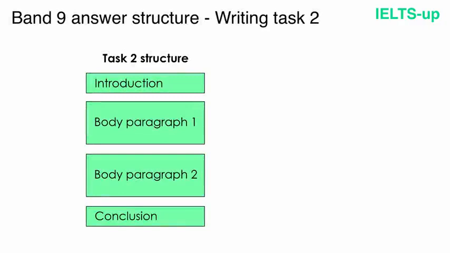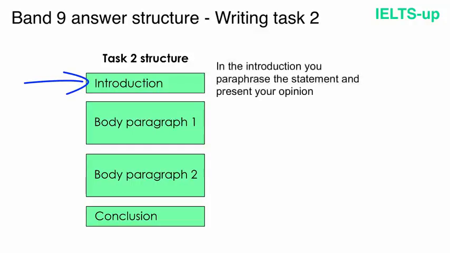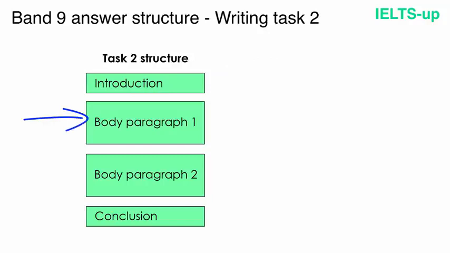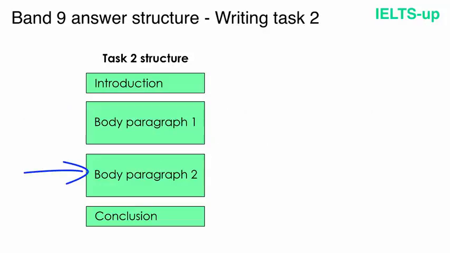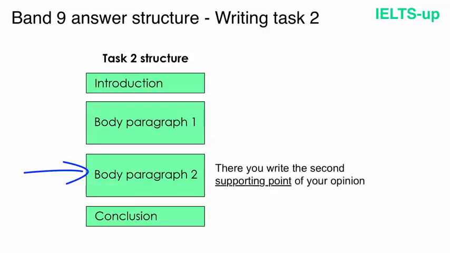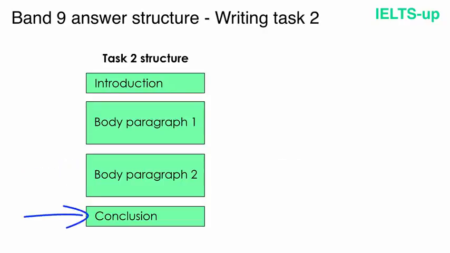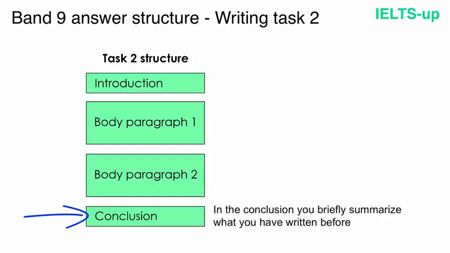Here is a Band 9 answer structure for IELTS Writing Task 2. Our first paragraph is an introduction. In the introduction, you paraphrase the statement and present your opinion. After that comes body paragraph 1. In this paragraph, you put the first reason, or so-called supporting point, of your opinion. Then comes body paragraph 2. There you write the second supporting point of your opinion. And finally, you write a conclusion. In the conclusion, you briefly summarize what you have written before.